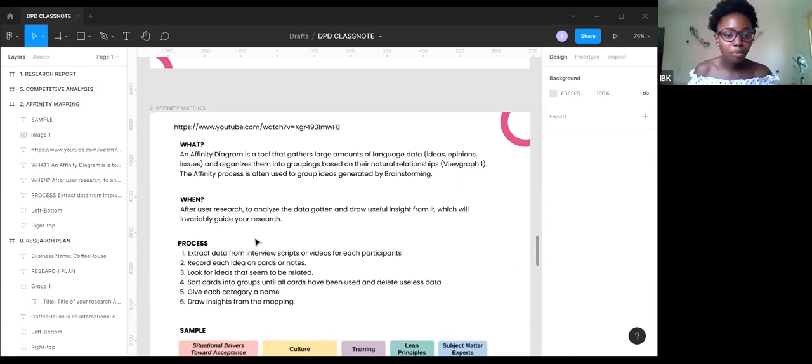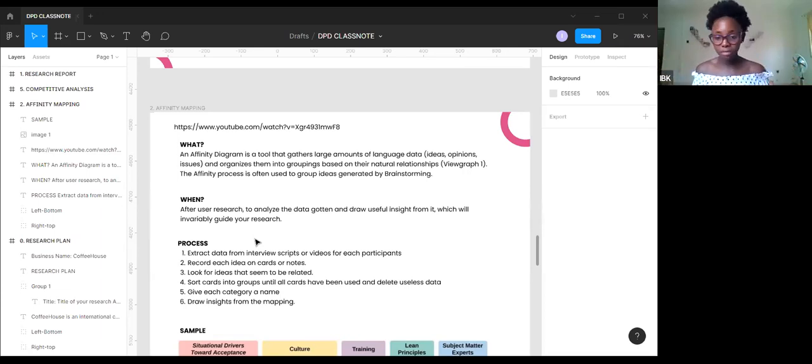Okay, so the process: you extract data from the interview script. What has the user said? Because at that point, it's not easy to be doing the interview and writing. I don't even advise that you should be writing while you are doing your interview. That's why it's good that you do a recorded interview, so that the major thing you are doing is observing the user or the person you are interviewing.